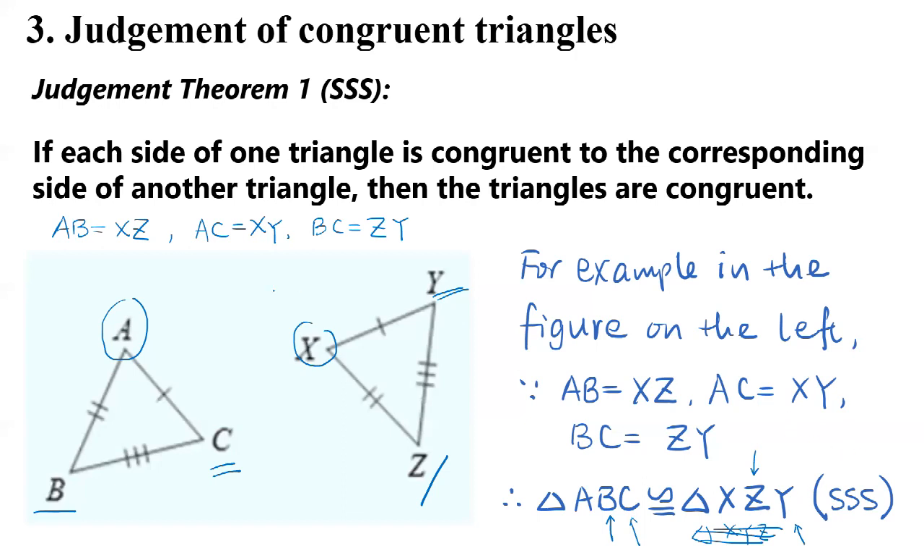And also, if you want to, we should also put why these two triangles are congruent into the parentheses. So here, because we're using the SSS theorem, we put SSS here to indicate that triangle ABC is congruent to triangle XZY by SSS. Understand? In other words, if each side of one triangle is congruent to the other one, then you can say these two triangles are congruent, right? Okay, then let's have a look at an exercise.